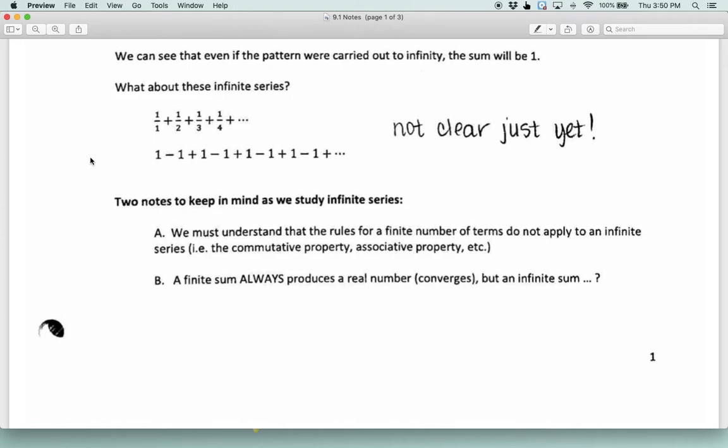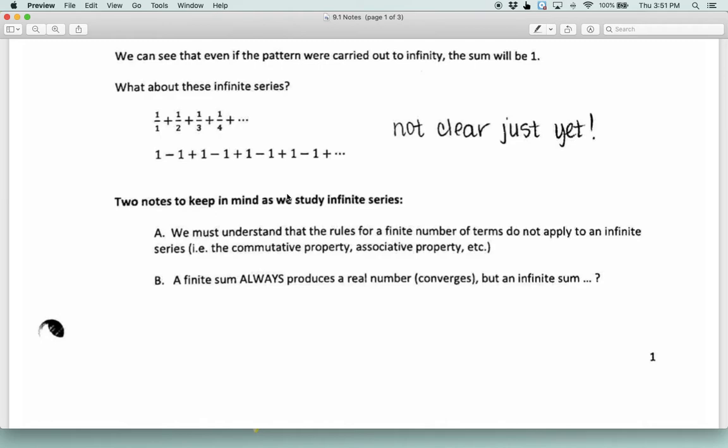Here's two things that are very important to consider as we move forward throughout this unit. One, we have to make sure that we understand that the rules for a finite number of terms do not apply to those for an infinite number of terms in a series. That would be things like the commutative property or the associative property. For example, on this 1 minus 1 plus 1, I could choose to group it as 1 minus 1 in parentheses plus 1 minus 1 in parentheses plus 1 minus 1 in parentheses, and then it would look like I'm doing 0 plus 0 plus 0 plus 0 plus 0.